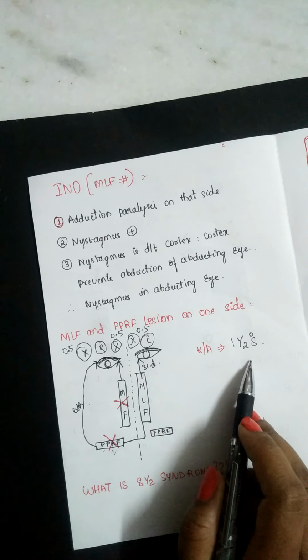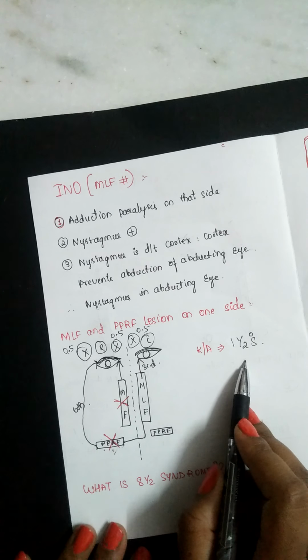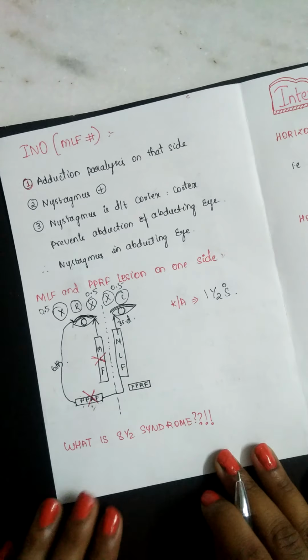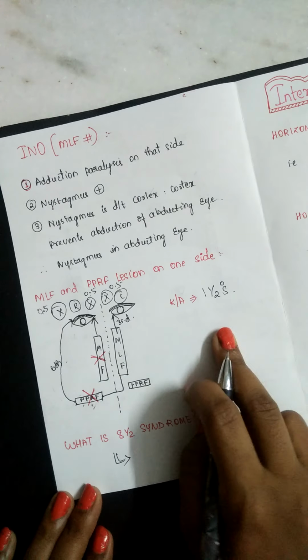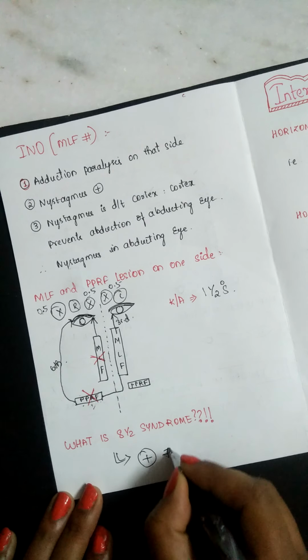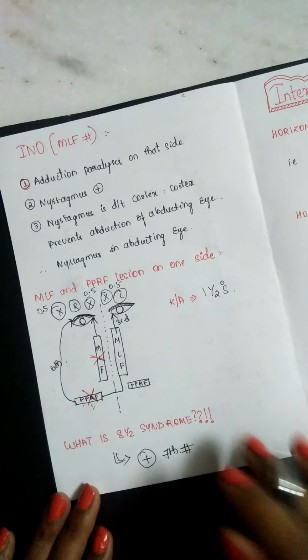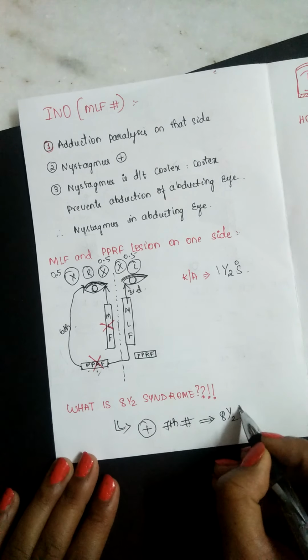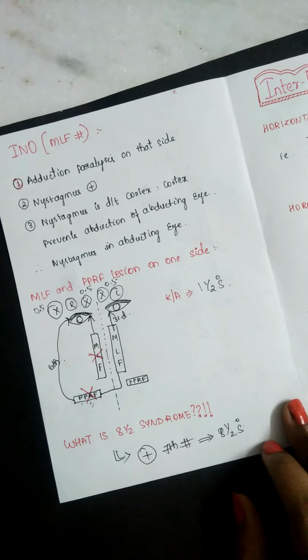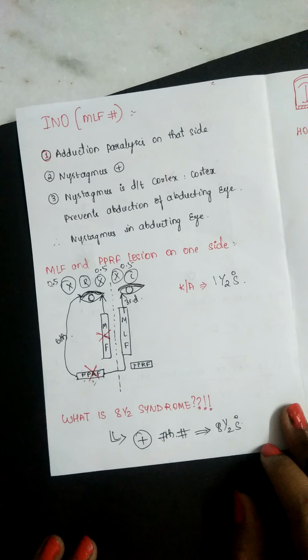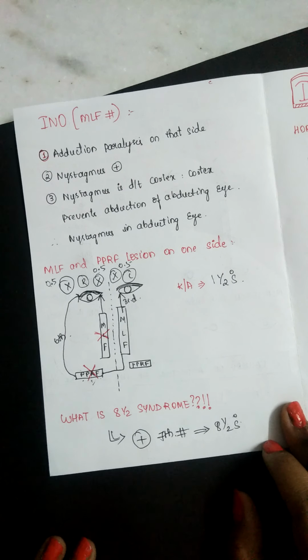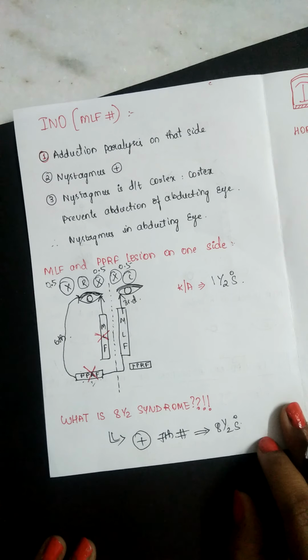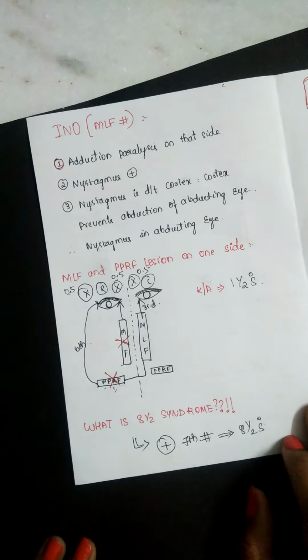And the next question is, what is eight-and-a-half syndrome? Eight-and-a-half syndrome is nothing but, along with the above mentioned lesion, if the seventh nerve is also damaged, then it results in eight-and-a-half syndrome. This is all the explanation I have tried to make about internuclear ophthalmoplegia. I hope this may be helpful for you in understanding MLF, PPRF and eight-and-a-half syndrome.